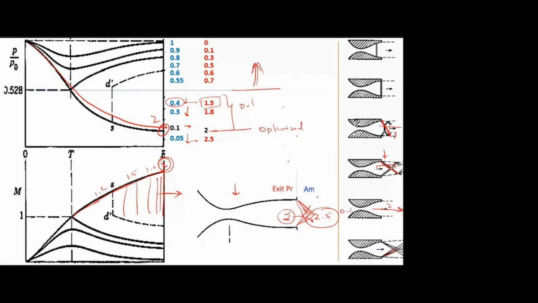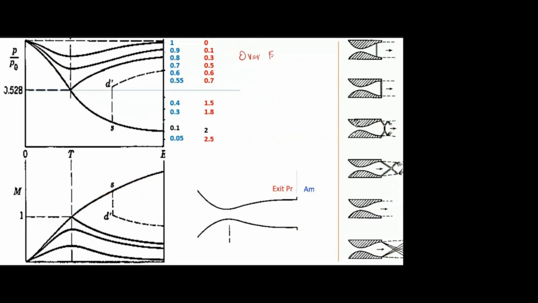There is no shock. Before that there is oblique shock. Further if you decrease, there will be expansion fan. Okay, and here there will be a normal shock and here simply subsonic flow. Is it clear? Yes, sir.